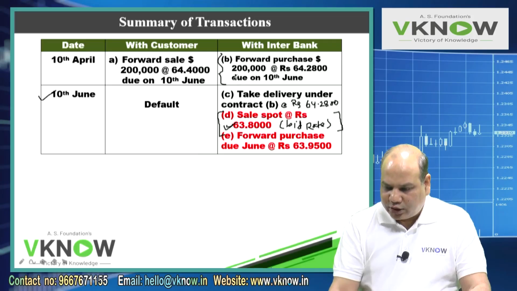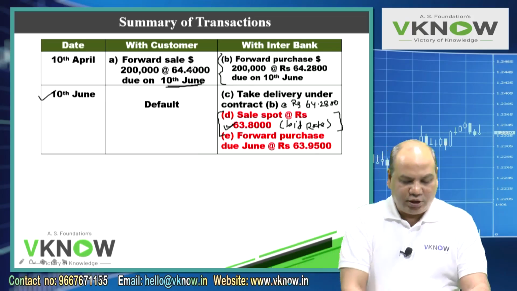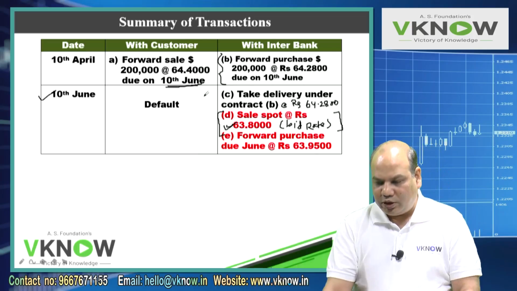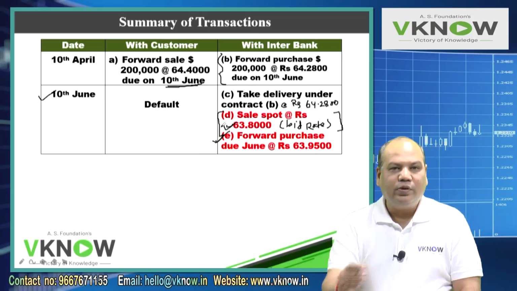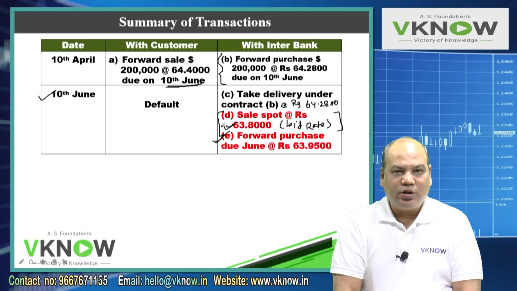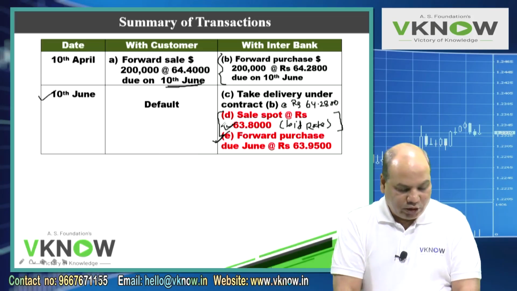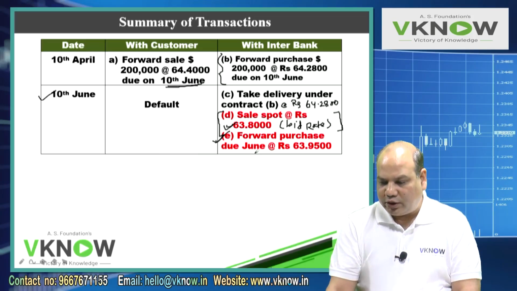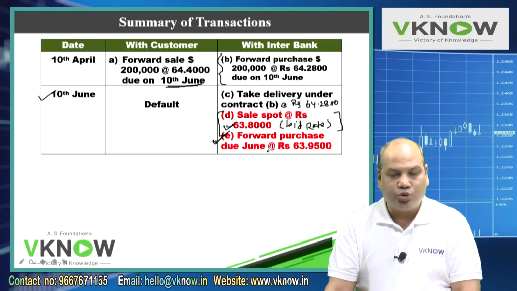Now this contract is over, but the customer has still not come. He can come anytime in the next 15 days. So what will the bank do? Bank will enter into a forward purchase contract available for the nearest maturity given to you. The nearest maturity is June. The nearest forward contract is available for June itself. So forward purchase due June.